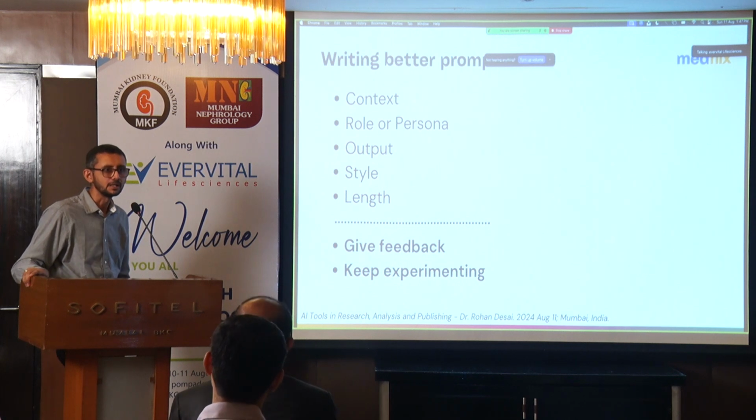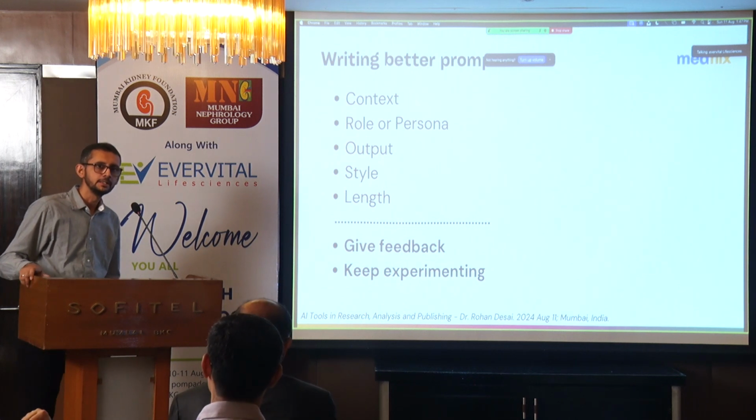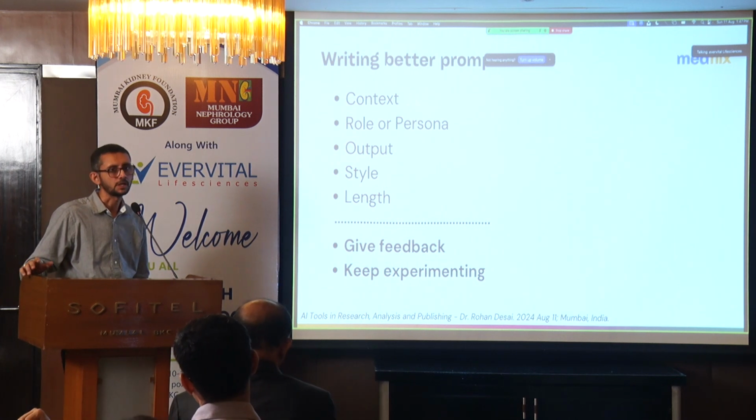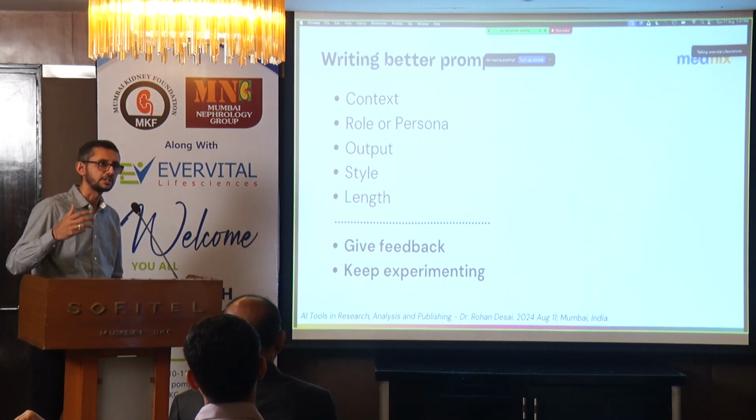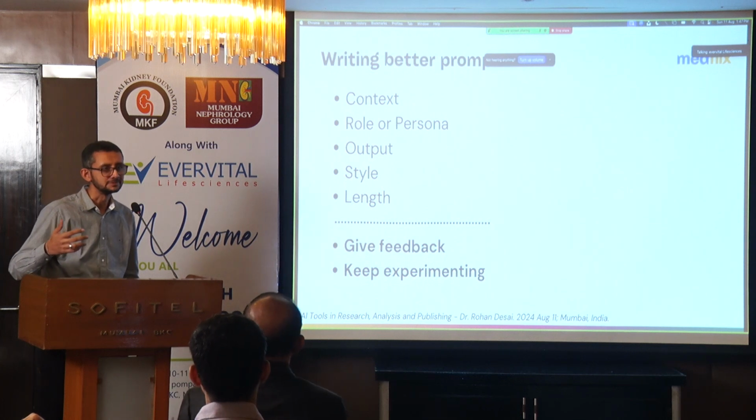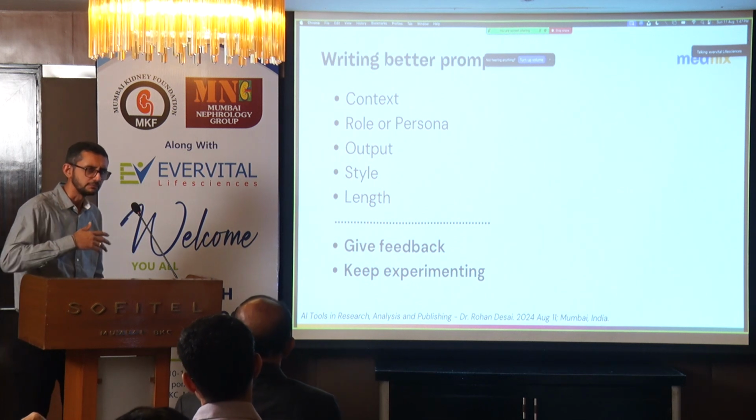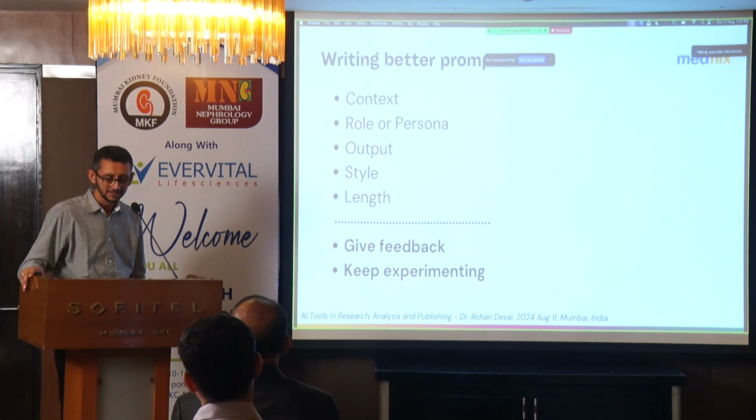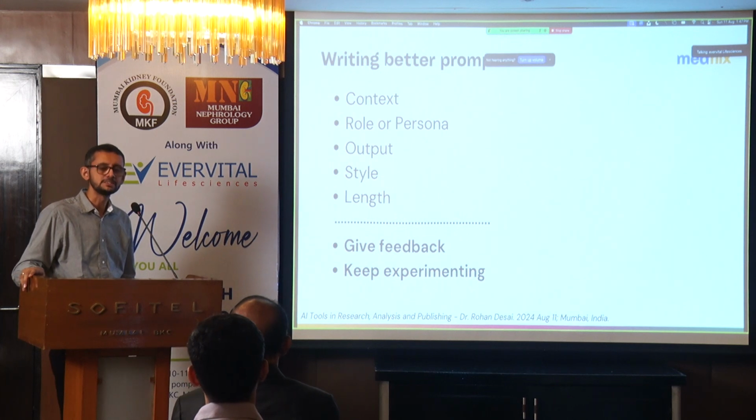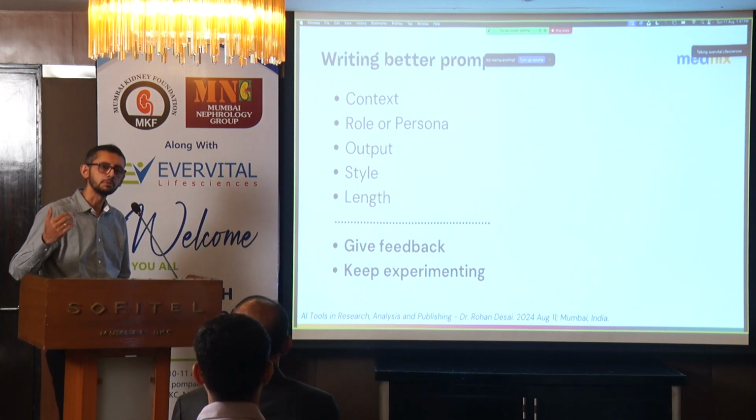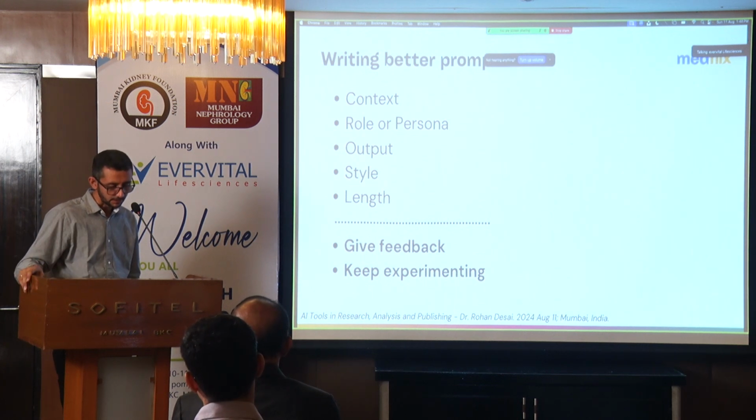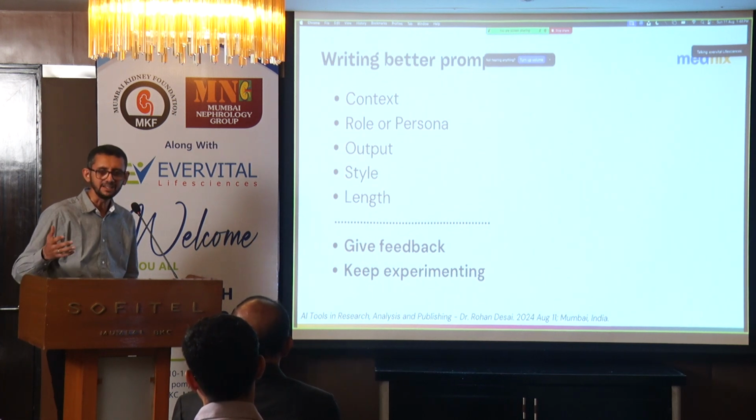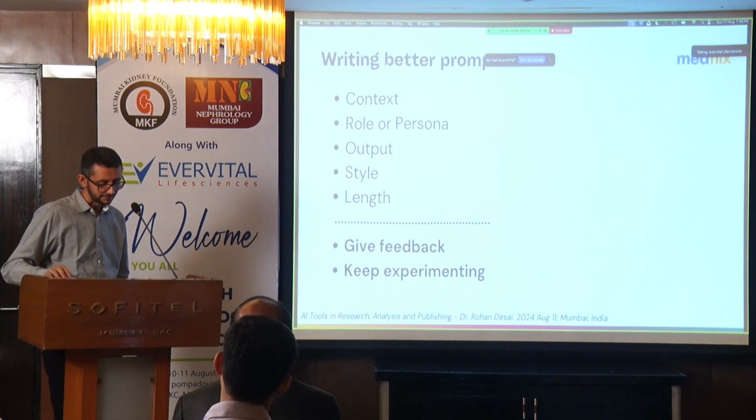Third is output. On output, you can specify whether you want long or short, whether you want 100 words or 1,000 words. You can specify whether you want a casual tone, a persuasive tone, a sarcastic tone. So, express yourself. And you can also specify whether you want the answers in a table format, in a list format, in a flowchart format. Flowcharts are not very good, but you can specify style, you can specify length.